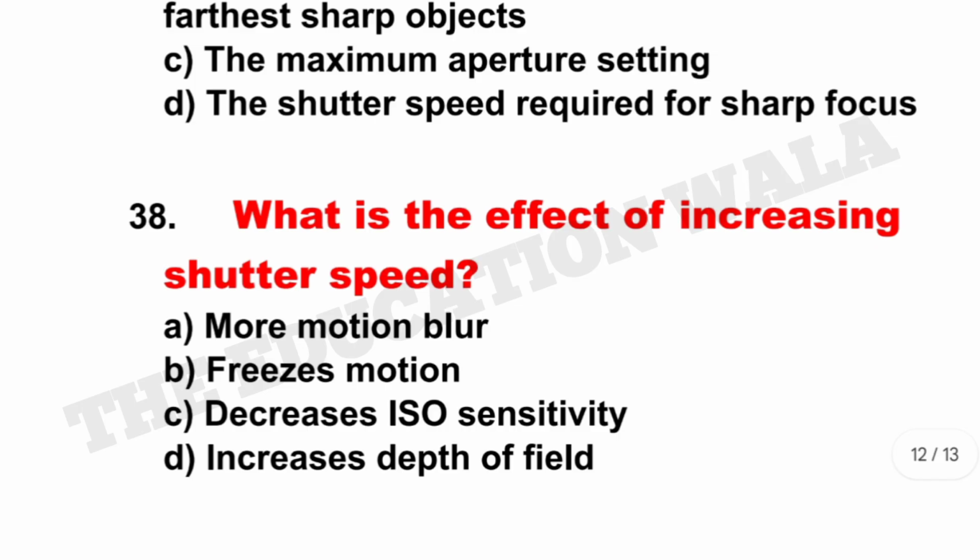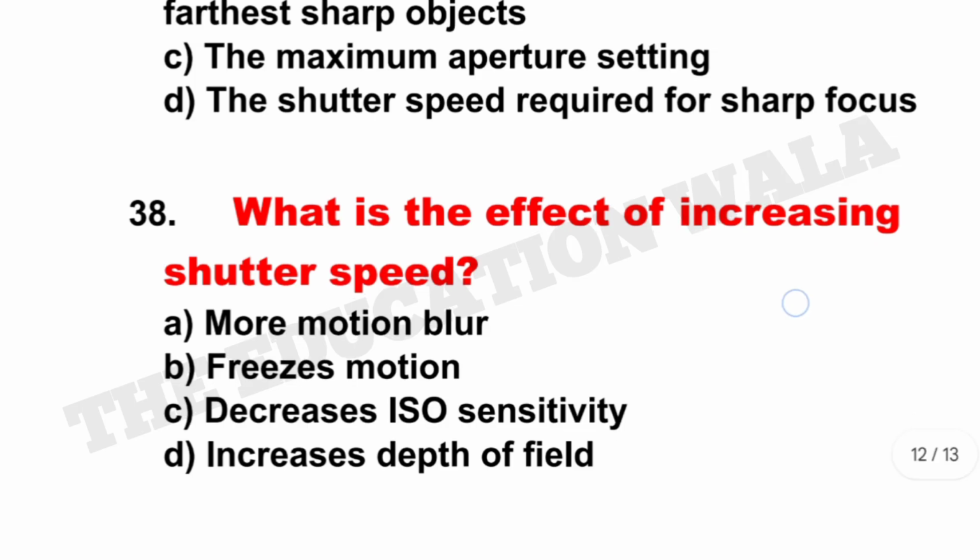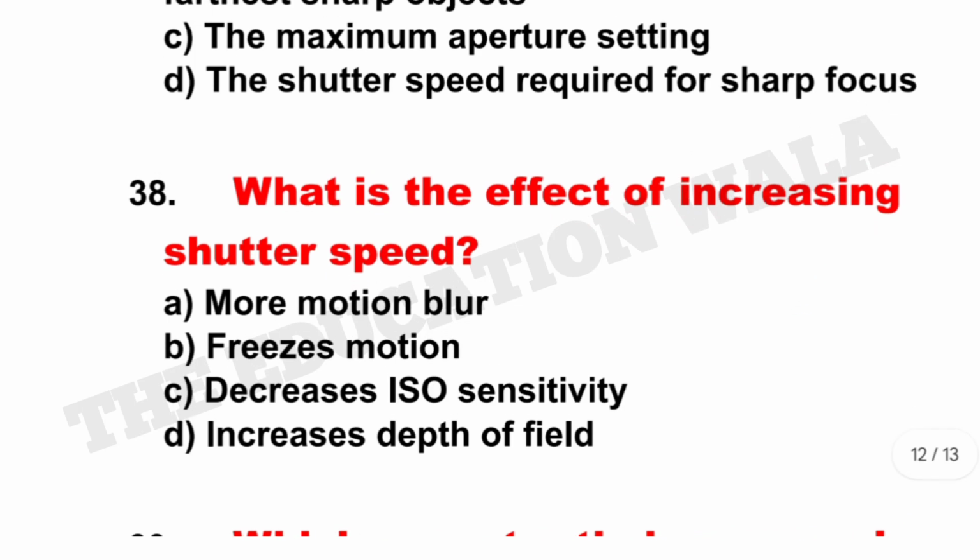Question number 38. What is the effect of increasing shutter speed? Option A, more motion blur. Option B, freezes motion. Option C, decreases ISO sensitivity. Option D, increases depth of field. The right answer is freezes motion.